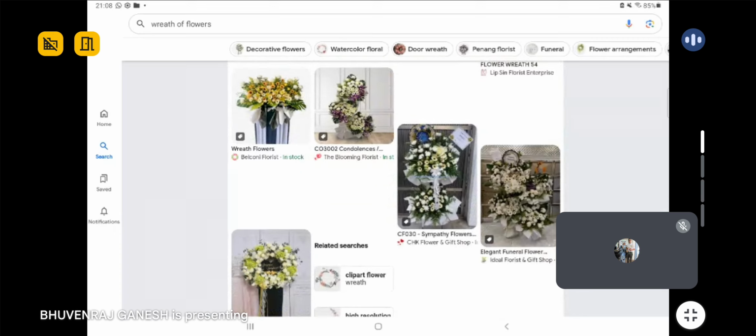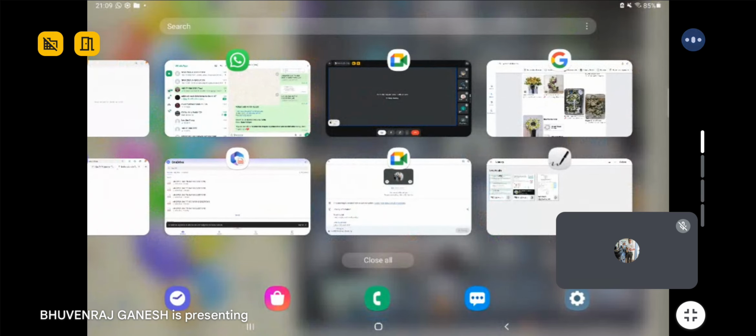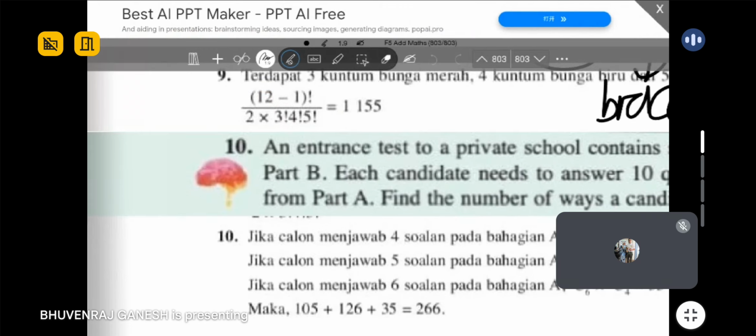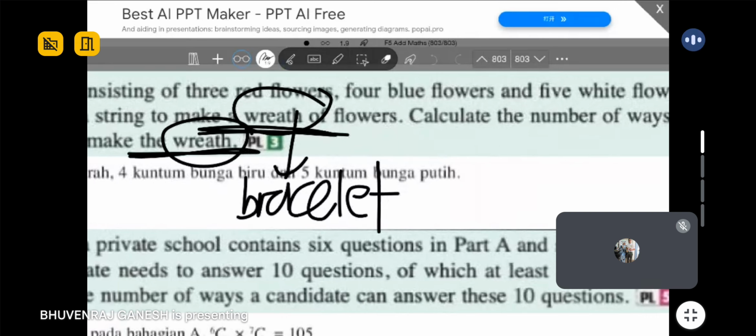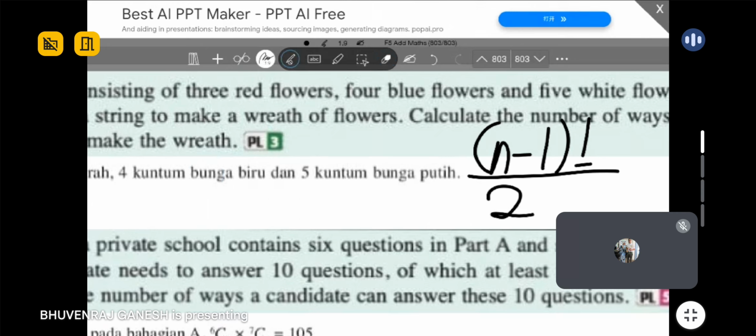Okay, so yeah. Okay, so basically you must use the formula of NPR divided by 2R. Okay, so sorry, not NPR. We are using all the flower, right? Kita tengah guna semua. So we will use n minus 1 factorial divided by 2. Okay, are you all clear, guys? So this is the formula we use. Okay, divided by 2. Very important. Jangan lupa yang ni. Okay.